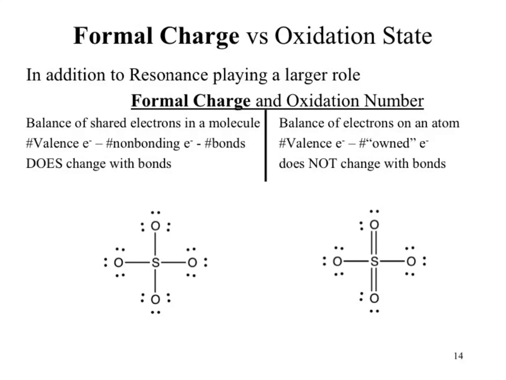So our formal charge, we've already got a rule for. Okay, we got our equation in the second line. It's the balance of our shared electrons within a molecule. The oxidation number is the balance of electrons on an atom. What does that mean? Formal charge is about shared electrons, which means if I change the bonds, what happens to the formal charge? Changes. The oxidation number is the balance of electrons on an atom. If I change the bonds, do I care? That doesn't change the atom. It's still the same atom. So our oxidation number will not change when we rearrange bonds.